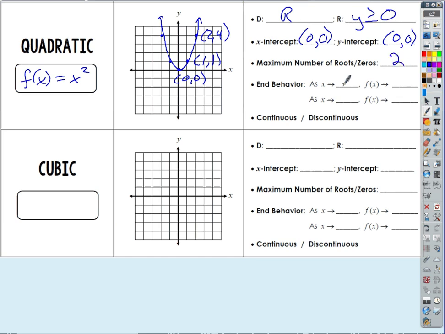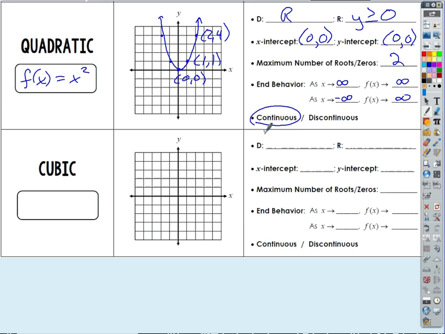As x approaches infinity, f of x approaches infinity. Well, okay, you're right, it's going to get to infinity faster, but it's still just approaching infinity, okay? It's going up forever. As x approaches negative infinity, f of x approaches infinity, good, okay? It is clearly continuous, right? Okay, questions? So far, so good?